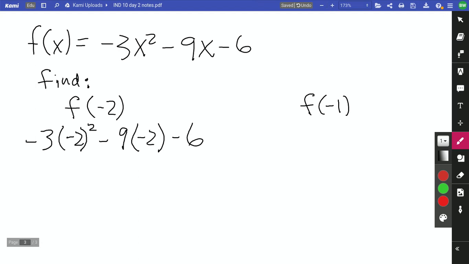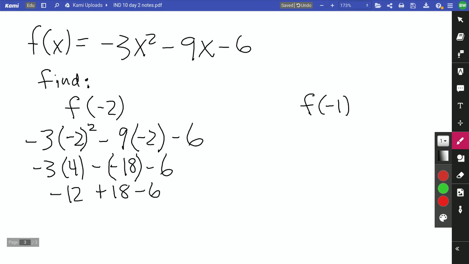So let's do this. So this is still -3 times whatever we get when we square -2. What do we get when we square -2? We get +4. Okay, minus 9 times -2, that's -18, right? And if you don't mind writing negatives next to each other, let's put parentheses around it. And then we have -6. So we're getting there. So we evaluate this, we get -12, we get +18, we get -6.